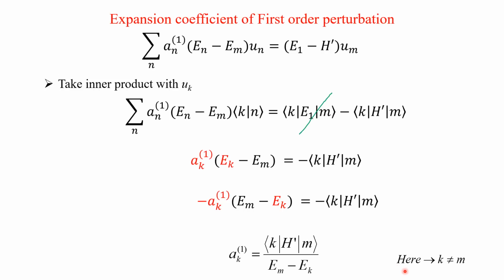Here it should be remembered that k is not equal to m. K is not equal to m. That's why the first term will become 0. Because E_m is the initial energy state, and E_k is the final energy state. Due to perturbation, it may not be the same. So, we have obtained the expansion coefficient for first order perturbation.